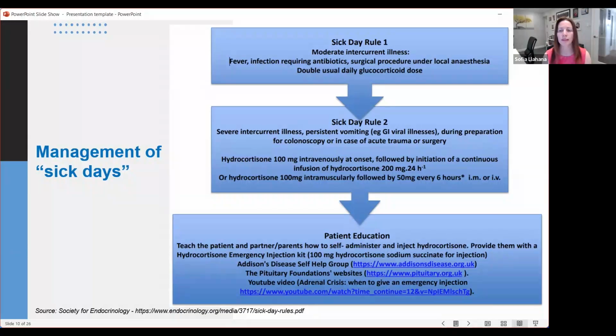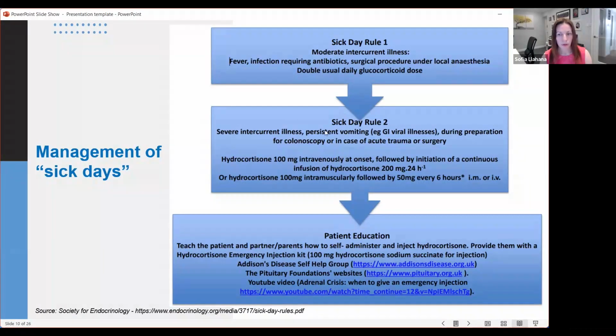So emotional illness is something that has not, again, been researched widely, and among clinicians there is quite a variable opinion on how you manage emotional illness. But that is one of the causes of potentially triggering adrenal crisis, and it's really important to manage it.